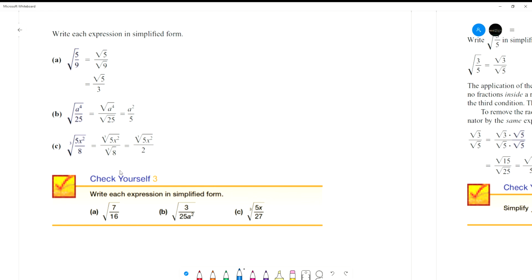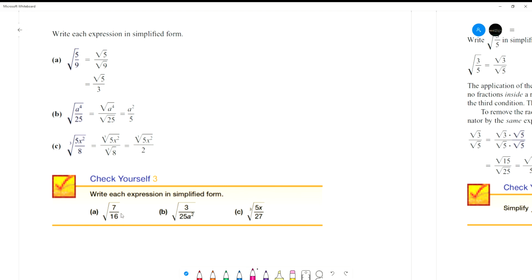Now, in part C, it gets a little more complicated. So we split these up, we get cube root of 5x squared over cube root of 8. So you just make sure you know your cubes. 5 cannot be simplified. There's no number cubed that gives you 5. Same for the x squared. But the 8 does. It's actually 2, so you get cube root of 5x squared over 2.